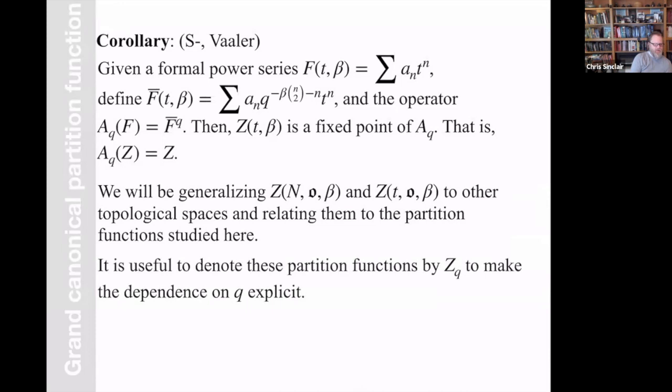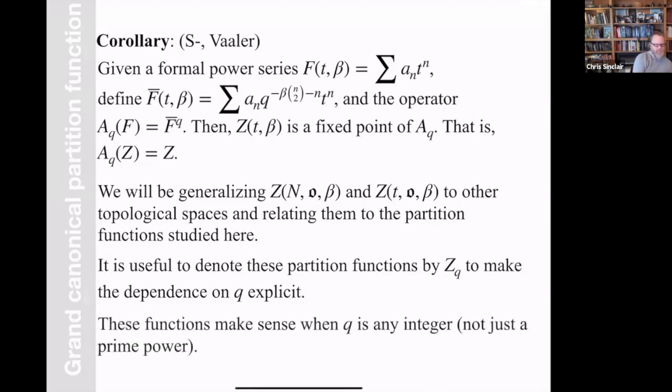I need to make the partition functions that I've been talking about explicitly depend on q, the number of cosets of the maximal ideal. Right? So I'm going to now call those same partition functions Z_q. We haven't had to do that before because we've been dealing with one q at a time. Okay. One thing I should say is the Z_q's still make sense for any integer q. As a matter of fact, you probably want any integer q bigger than 1.